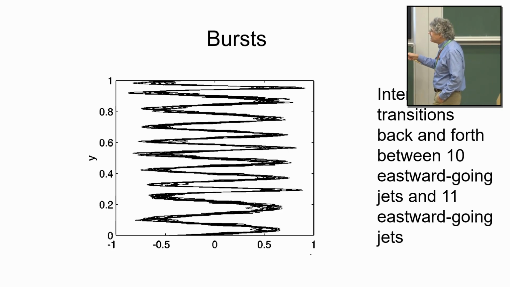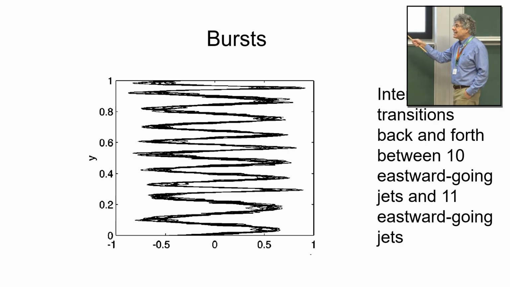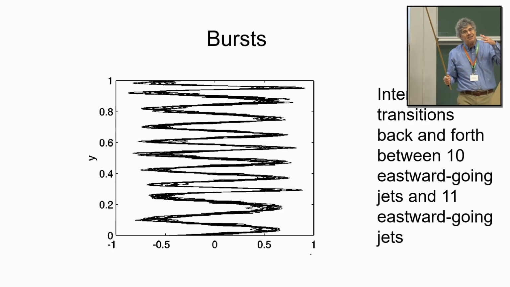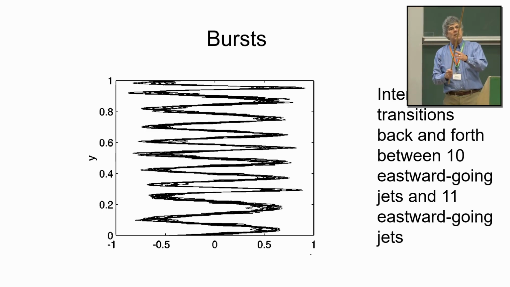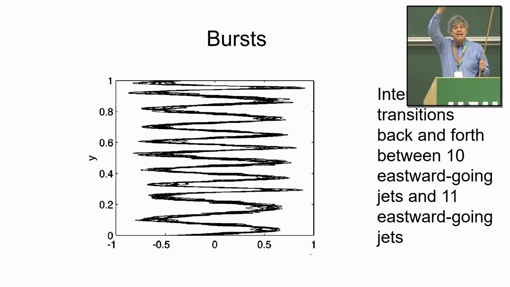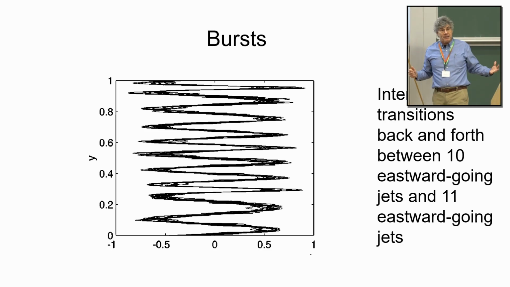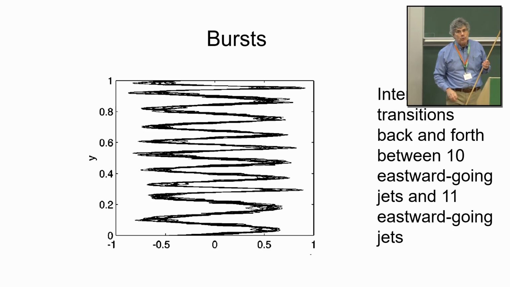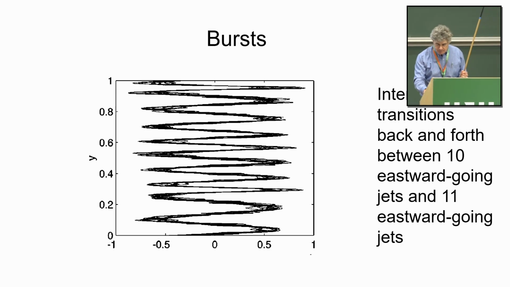This flow happens to have 10 eastward going jet streams, but every now and then it doesn't like that. Ooh, I want to make 11. So it suddenly makes 11, and there's a burst of energy then. And then suddenly, now and then it decides intermittently to go back to 10. And so it goes back and forth between n and n plus 1 zonal flows, or n plus 1 steps in my staircase, and that leads to really big turbulent bursts. And I'll show you an example of that in a movie in about 15 minutes.